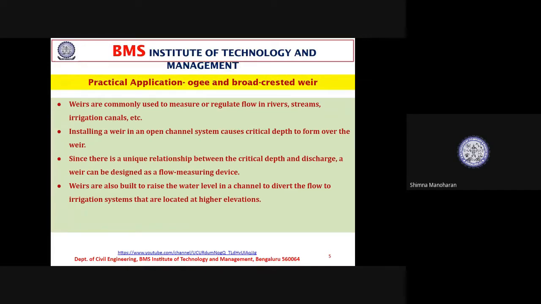The practical application of ogee and broad crested weirs is that weirs are commonly used to measure or to regulate flow in river streams and irrigation channels. Installing a weir in any open channel system will cause a critical depth to form over the weir. Since there is a unique relationship between the critical depth and discharge, a weir can be designed as a flow measuring device. Weirs are also used to raise the water level in a channel to divert the flow to irrigation systems that are usually located at higher elevations.